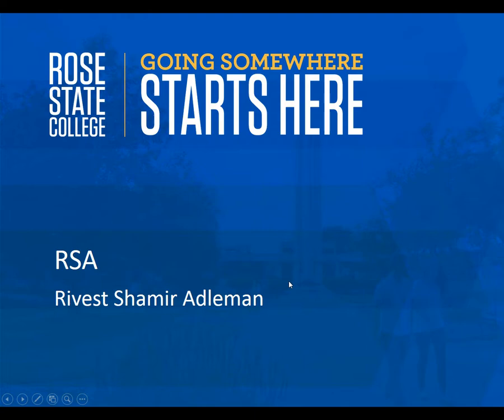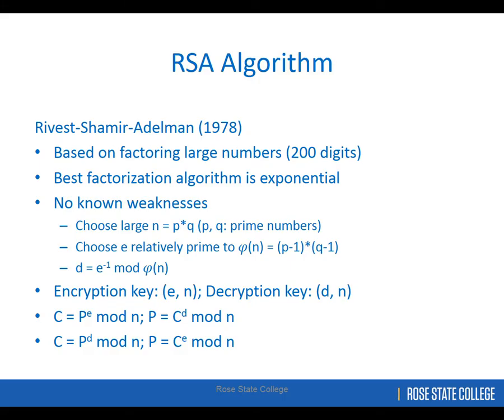So let's talk about RSA. I think this is lecture 13. RSA, 1978, might want to know that. It's based on factoring large numbers, 200 digits or more. Best factoring algorithms are exponential. Remember we had P, NP, NP complete, and EXP. This is EXP, it's exponential.